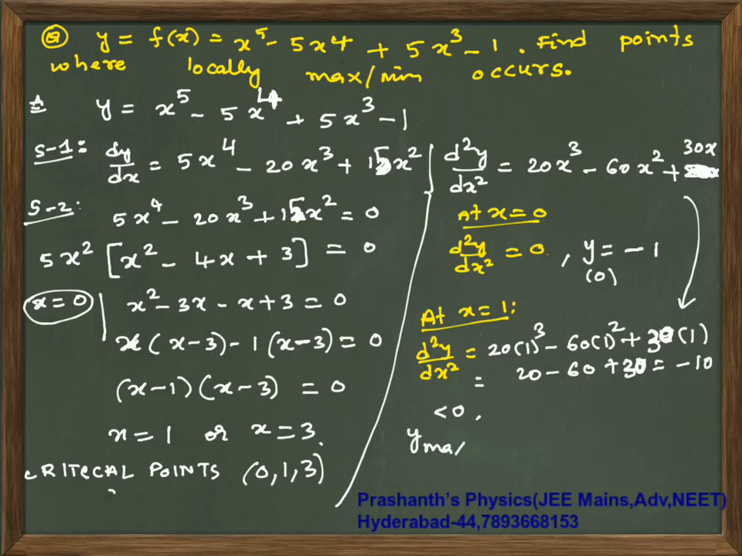So maximum: y max is 1 power 5 minus 5 times 1 power 4 plus 5 times 1 cube minus 1. So 1 minus 5 plus 5 minus 1, you are getting 0 here. Similarly, do the calculation at x equal to 2. Doing so will give you the answer.